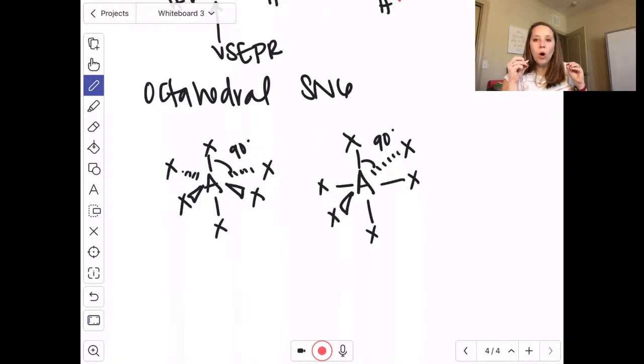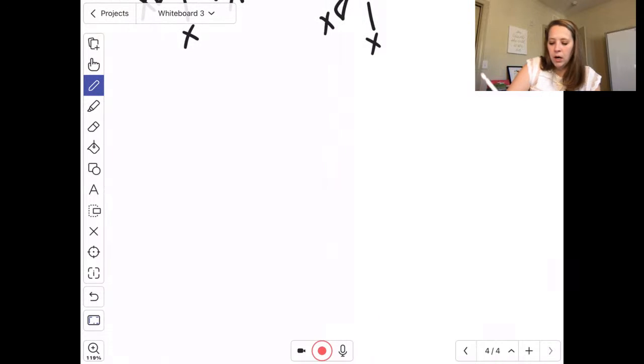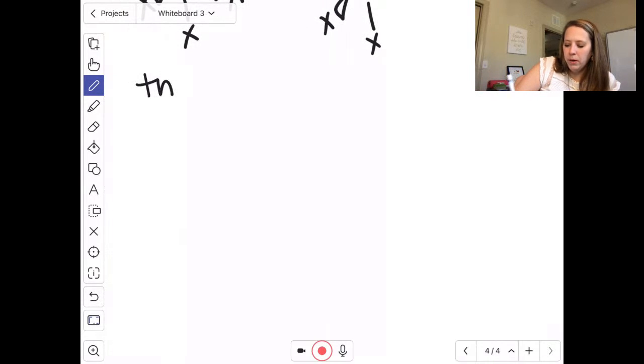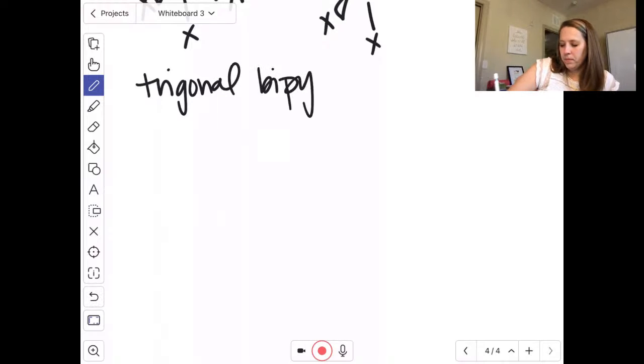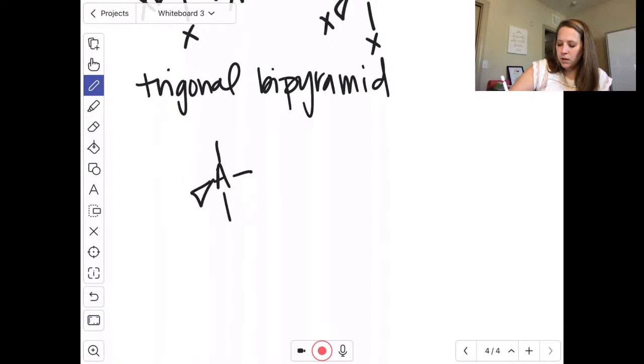So all of the structures don't really have 90 degrees, although the only one that does is our trigonal bipyramidal, which has this structure here.